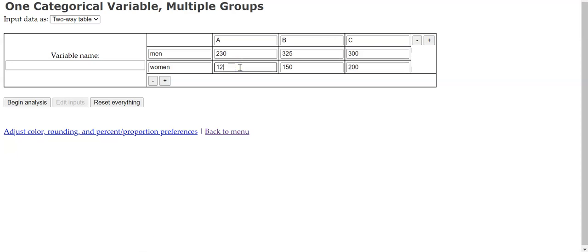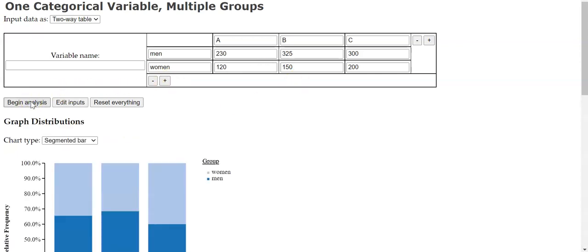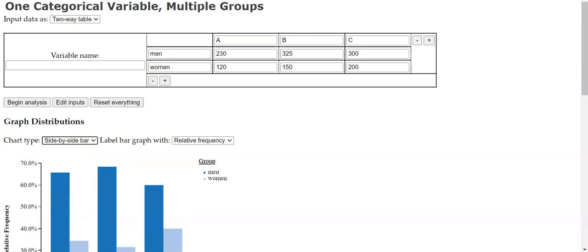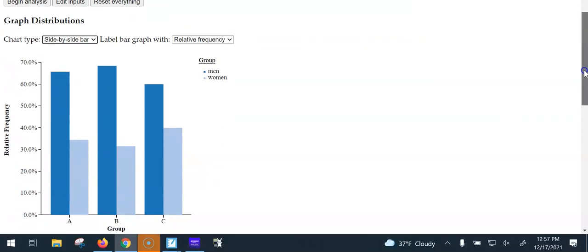My old eyes deceived me. It was 120 here. All right, at this point, we just hit begin analysis. Let it do the work for us. Again, you can choose for your project what kind of stuff you want to get from here, whether you want to do a side-by-side. That wasn't supposed to happen.